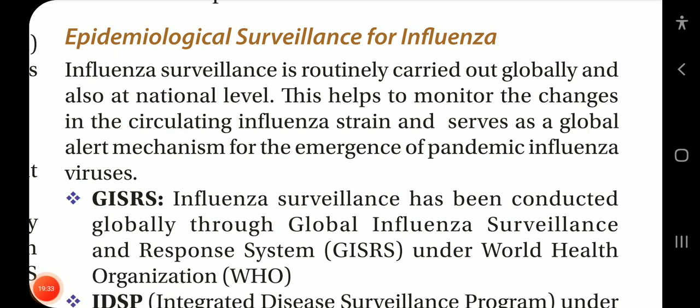Now, the epidemiological surveillance for influenza. Influenza surveillance is routinely carried out globally and also at national level. This helps to monitor the changes in the circulating influenza strain and serves as a global alert mechanism for the emergence of pandemic influenza viruses. GISRS.